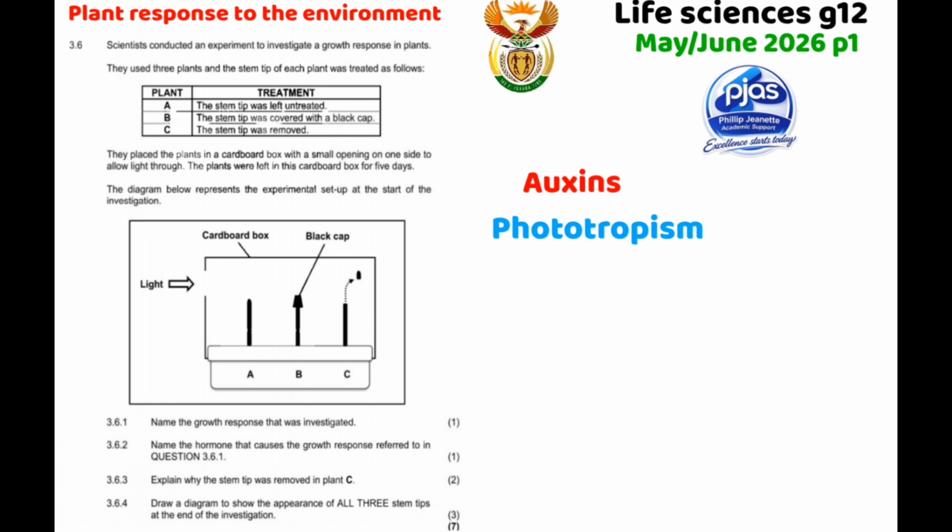Let us check this question that was written by May-June 2026 candidates. Plant response to the environment.